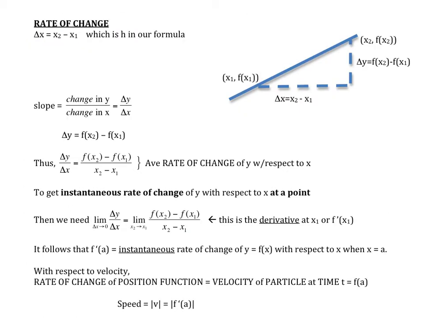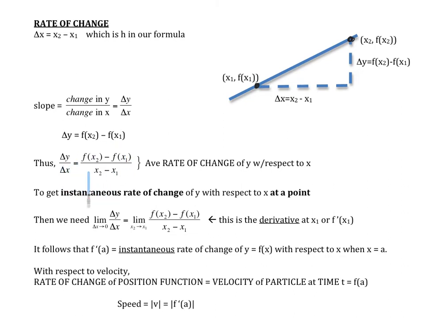So with respect to rate of change, let's talk about all of this. Now, the rate of change is delta x, which is x2 minus x1. So right here, x2 minus x1, that's delta x. If I call this point right here x1, f of x1, and that point right there x2, f of x2, that means our delta y would be right up here, which is f of x2 minus f of x1. So the slope is the change in y over the change in x. You've learned this basic concept of the slope many, many years ago. So delta y over delta x, change in y over change in x, is the slope. Delta y, we said, is f of x2 minus f of x1.